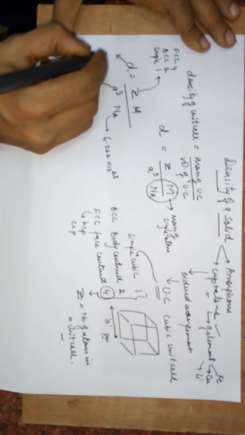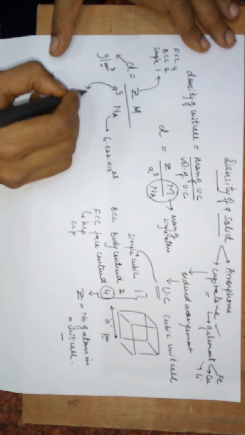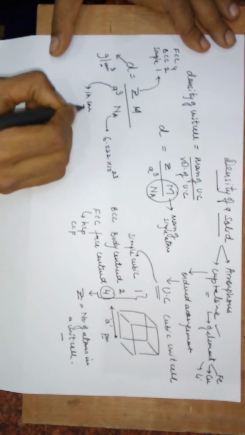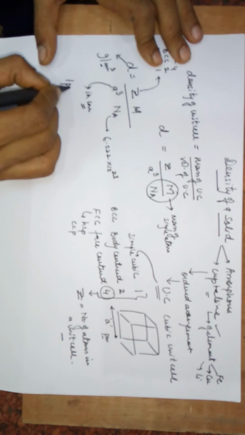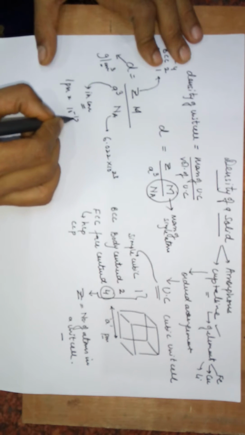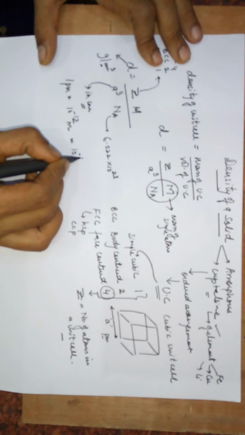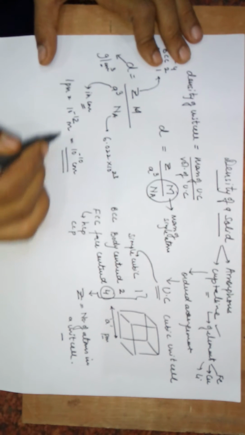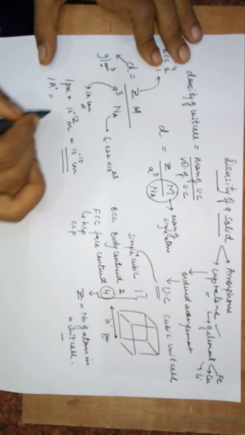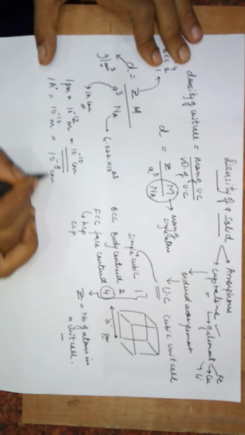Normally, your density is given in the units of grams per cubic centimeter. Since it is given in cubic centimeter, your A should be in centimeters. Generally, it is given in picometers. So in that case, you should know 1 picometer is equal to 10 to the power minus 12 meters. You don't require meters, you require centimeters. So it becomes 10 to the power minus 10 centimeters. In case it is given in Angstroms, then 1 Angstrom is equal to 10 to the power minus 10 meters. You don't require meters, so the value is 10 to the power minus 8 centimeters.